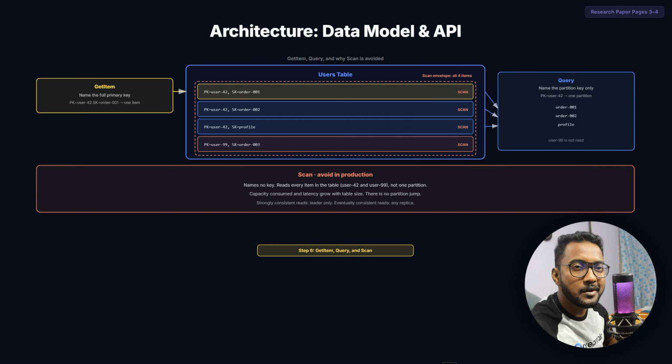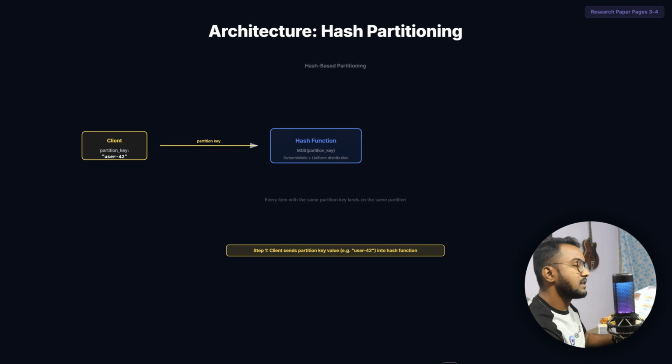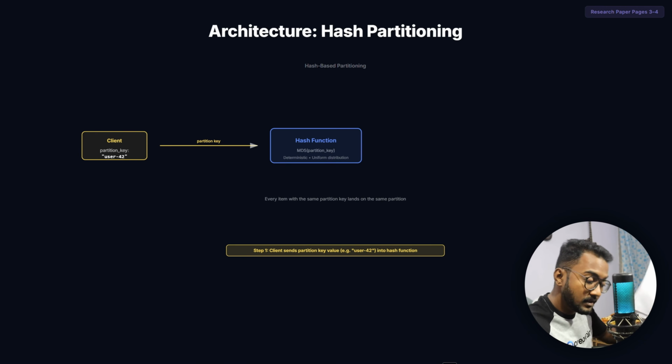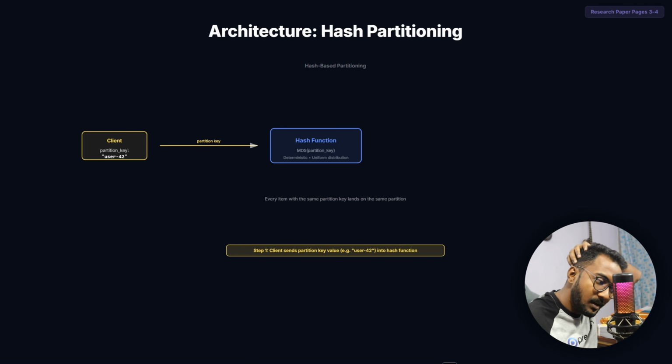All right, now that we have discussed how the data model and API work in DynamoDB, let's look at the next part of the architecture, which is hash partitioning and how it works. This is also really interesting, and now it starts getting more technical about how the entire hash partitioning works.